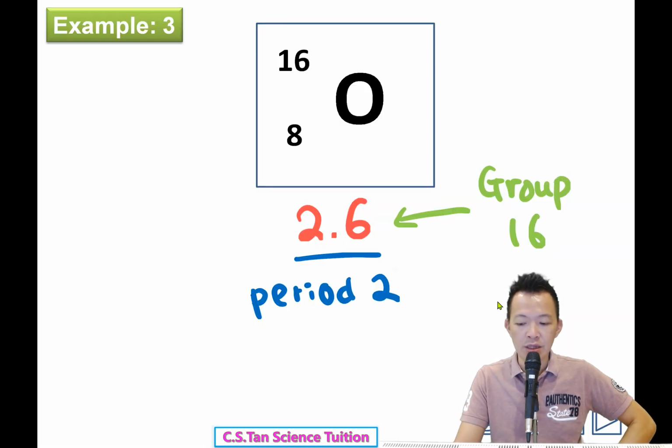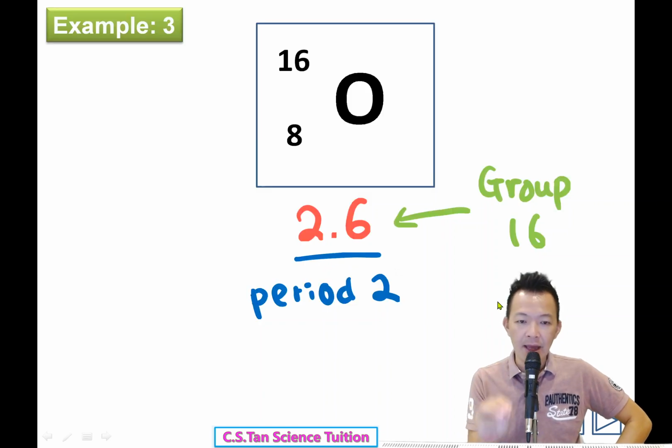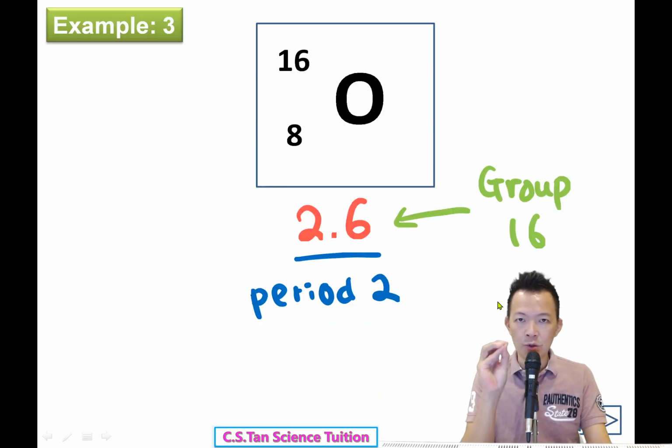Group number 16, period number 2. OK, set another title: how we arrange the elements into the table by using the electron arrangement. Bye bye, thank you.